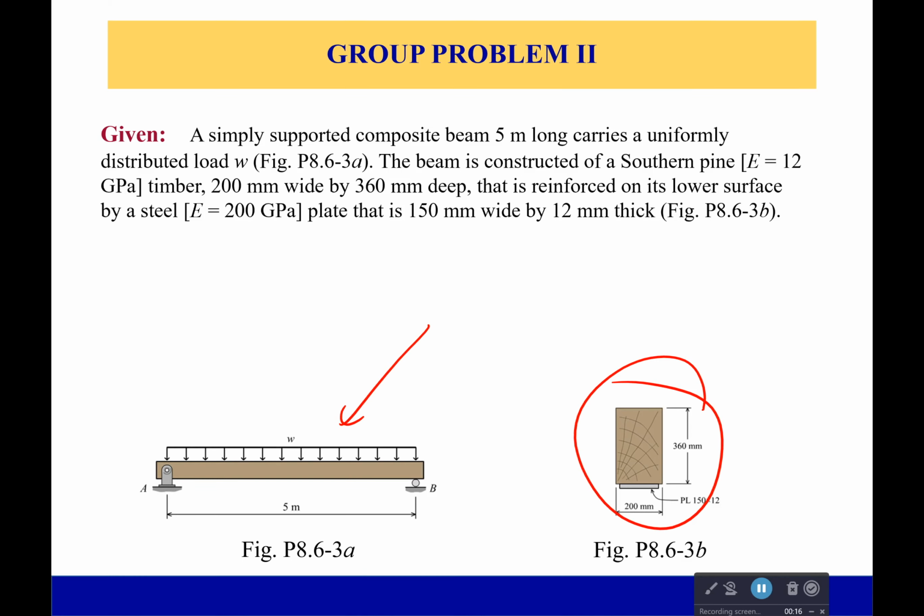So what are we doing? Well, we have a simply supported composite beam and it's 5 meters long. And it carries a uniformly distributed load W. The beam is constructed of a southern pine timber with a modulus of elasticity of 12 gigapascals, which is 200 millimeters wide by 360 millimeters deep. And it's reinforced on its lower surface by a steel plate that's 150 millimeters wide by 12 millimeters thick.